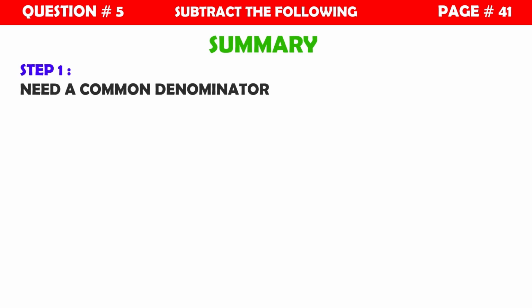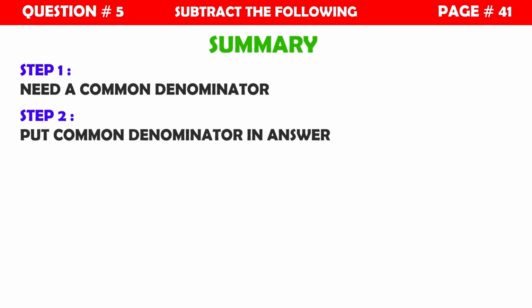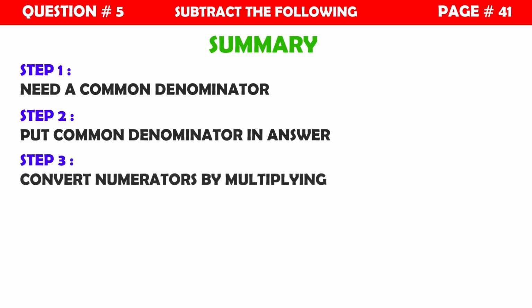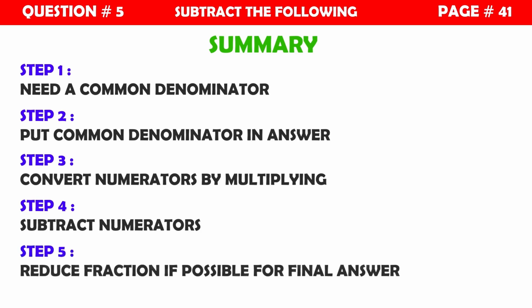So students, now we are done with fraction subtraction. Let's summarize these steps. So what was the first step? First you need a common denominator. Next, put the common denominator straight away in the answer. Then convert the numerators by multiplying. Step number 4 is simply subtract the numerators. And last of all, reduce the fraction if possible for the final answer.